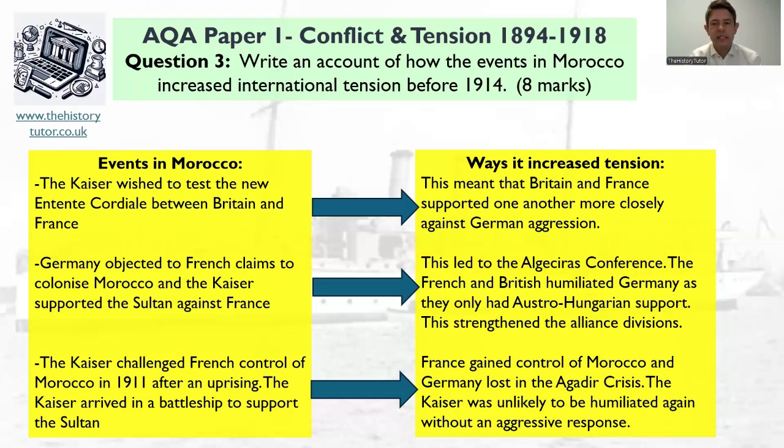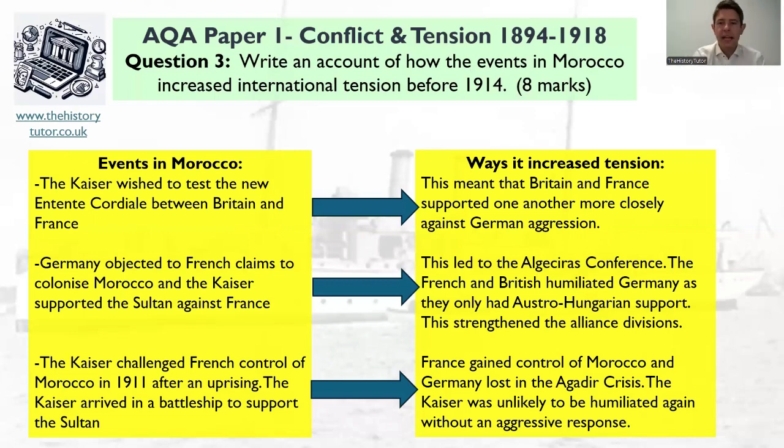Then finally, we've got obviously the Agadir crisis in 1911. The Kaiser arrives in his battleship, threatening France and being more aggressive. So this led to France gaining control of Morocco in the agreement of Agadir. And the Kaiser was obviously humiliated here and had totally lost the argument. So he suggested that he was not going to back down again, or was unlikely to back down again. So potentially he's going to be more aggressive in the future, and there's going to be more problems in the future because of this. The Kaiser was not one to be humiliated.